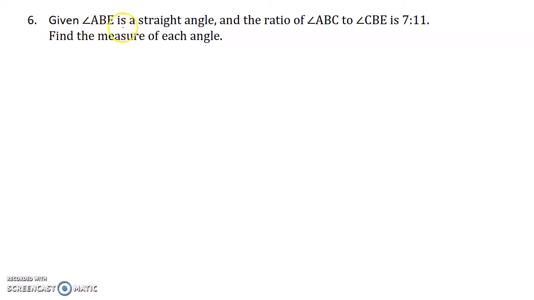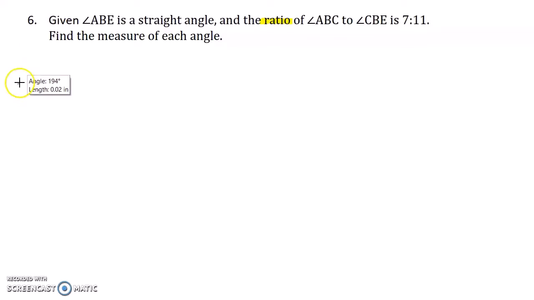Given angle ABE is a straight angle, and the ratio, this is a ratio algebra problem, and these often appear on our assessments. So let's go over this one carefully. Given angle ABE is a straight angle, and we know straight angles measure 180 degrees, the ratio of ABC to CBE is 7 to 11. Now, in all of your word problems, you always need to define the variable. You could do this in a couple of different ways, so I'm going to do this problem twice.